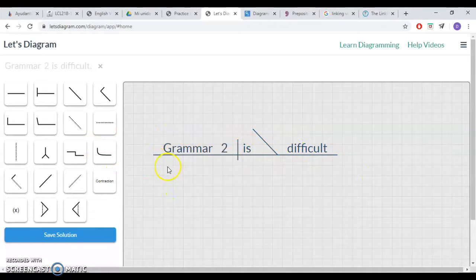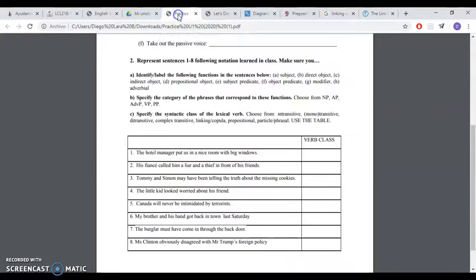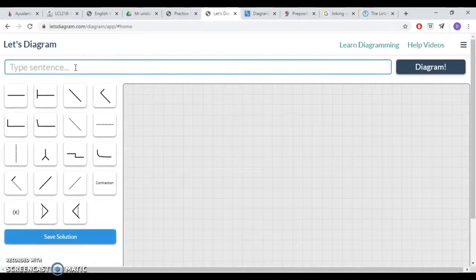Okay, now this is going to help us with the complex transitive verb, which is the one we are going to look into now. I'm sorry. So we're going to erase this, and we're going to write a complex transitive. I'm going to add some modifiers. So for example, I can say: the kind lady considered animals her friends.